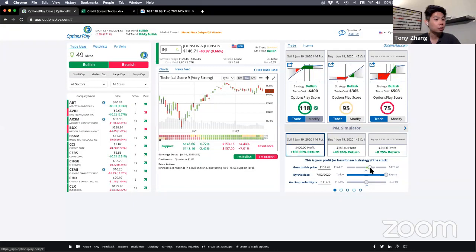If you think the stock's going to be somewhere in between 146, 150, you're far better off selling that put versus buying that call option. Does that make sense, everyone? Please type 5 into the chat window if that makes sense to you.